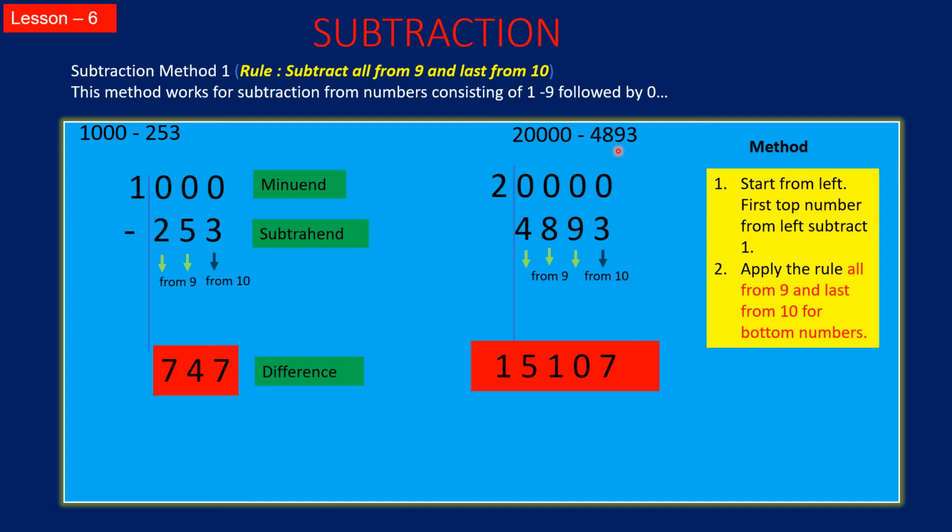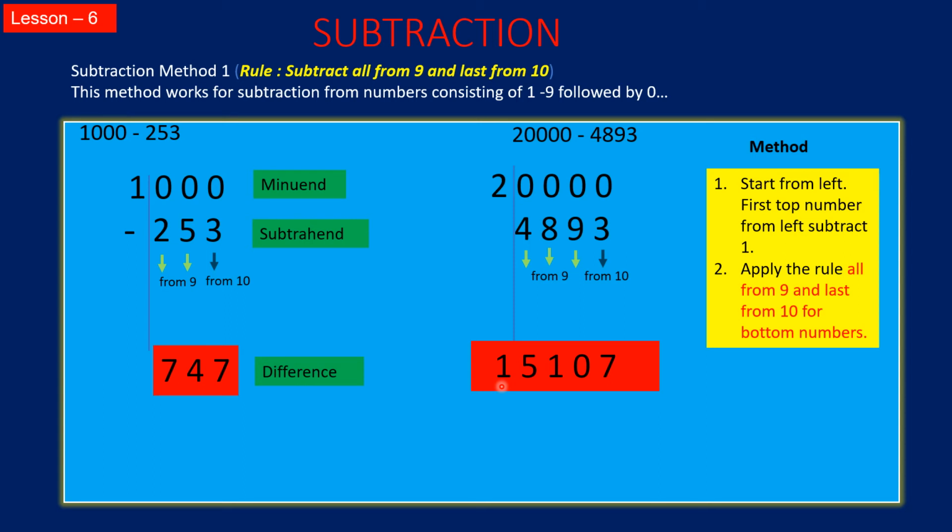20,000 minus 4,893. So just write down 20,000, and then in the bottom you write down 4,893. Then first step, what you do, start from left, from top number from left, subtract 1. So the top number from left here is 2. 2 minus 1, 1. Write 1 in the answer box.